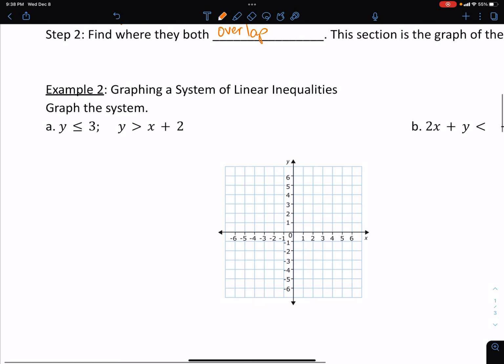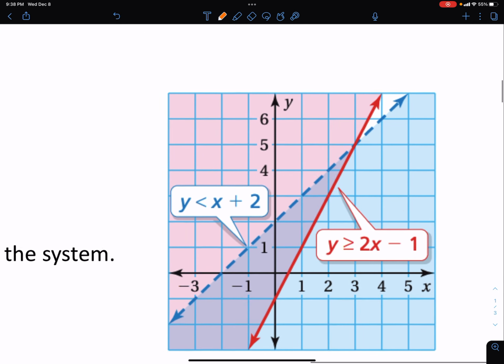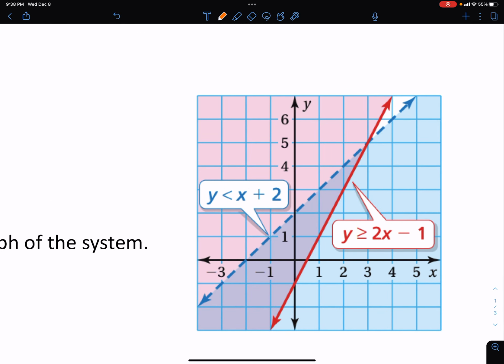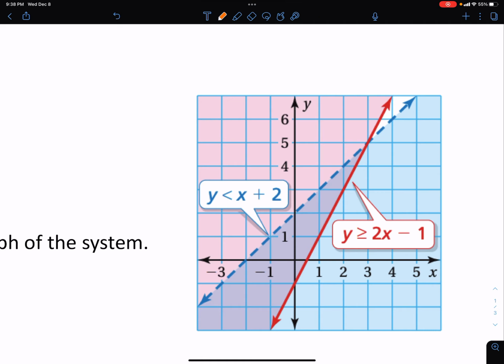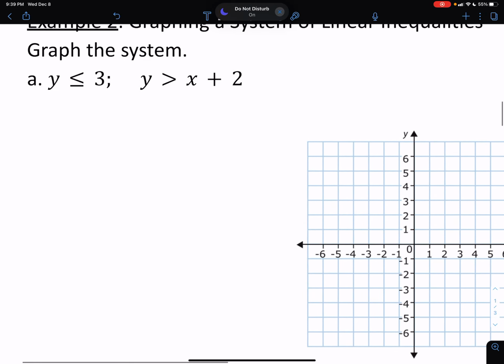So let's do an example. This is what it's going to look like. The blue shaded graph is the less than or equal to symbol. That's why I shaded below, whereas the red one is above, and where it's shaded in between, this is going to be the solution of your system of inequalities. Okay. All right, so now let's do a couple examples together.